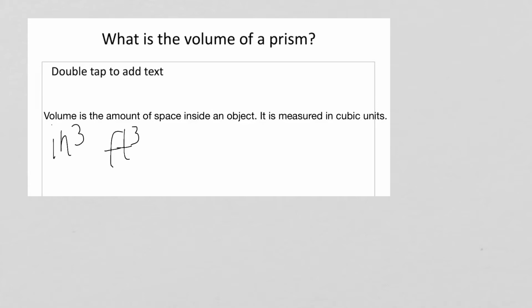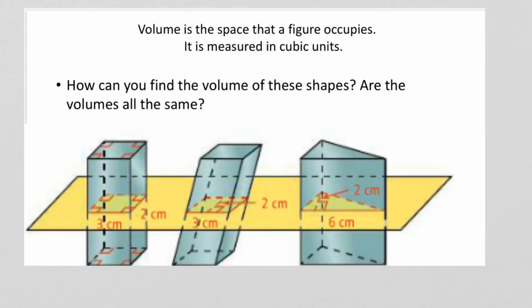All right, do you know what the volume of a 3D prism would be? A rectangular prism, any type of prism, triangular prism. What do you think that is? I bet many of you already know it. All right, so before we get to the actual formula, even though I believe you actually know what it is, how can I find the volume of these shapes? Are the volumes of these three shapes all the same?